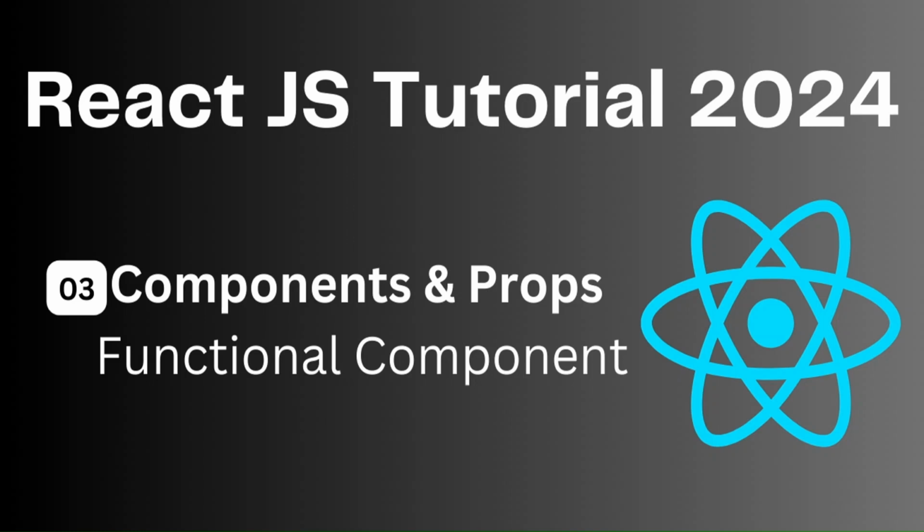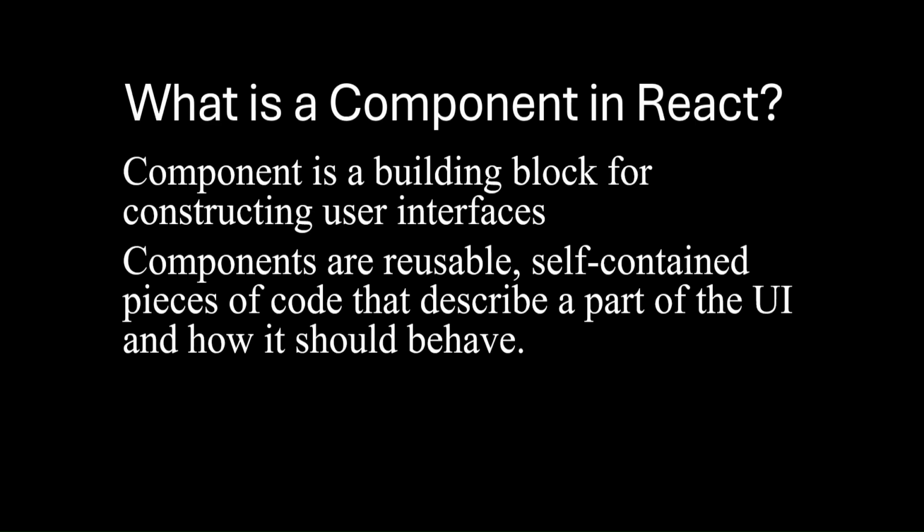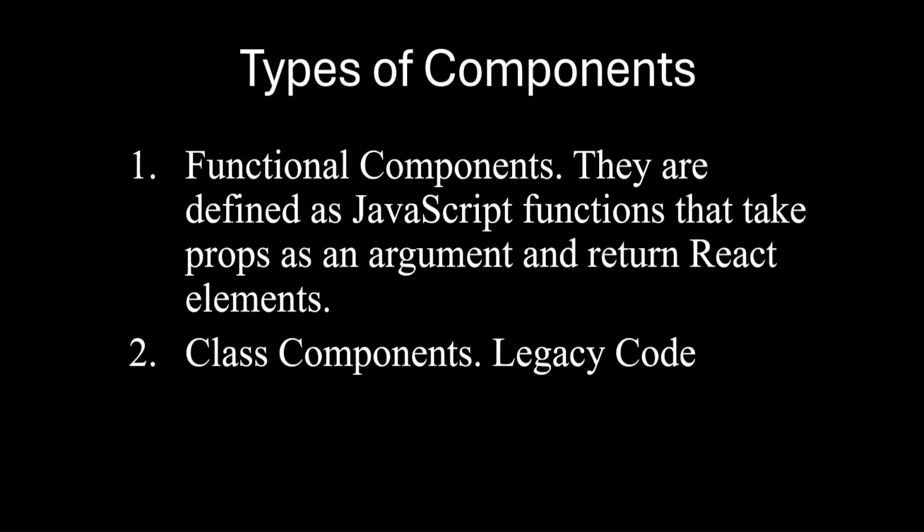In this lesson, we'll learn about components and props in React. In React, a component is a fundamental building block for constructing user interfaces. Components are reusable, self-contained pieces of code that describe a part of the UI and how it should behave. Each component can manage its own state and receive inputs, called props. React components can be categorized into two types, functional components and class components.